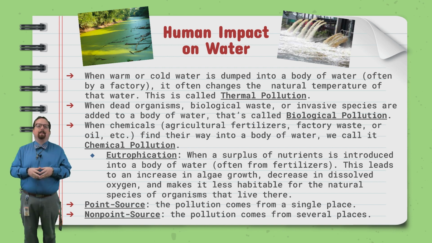The same concept applies to introducing cold water to a naturally warm body of water. Most aquatic animals depend on the water to keep their body temperature regulated. So when we mess with the water temperature, we mess with the species living in it. Biological water pollution could be the introduction of a new invasive species of organisms to a body of water, or when we dump dead organisms or biological waste into a body of water.